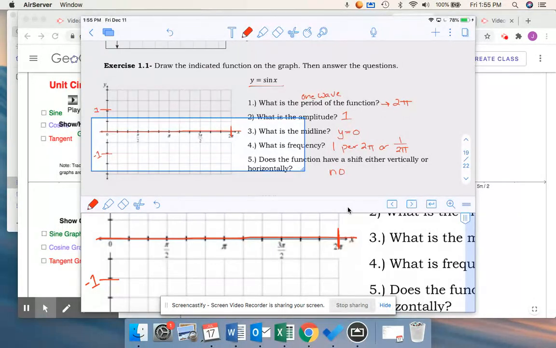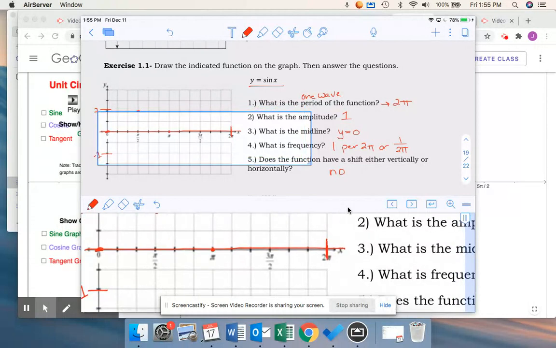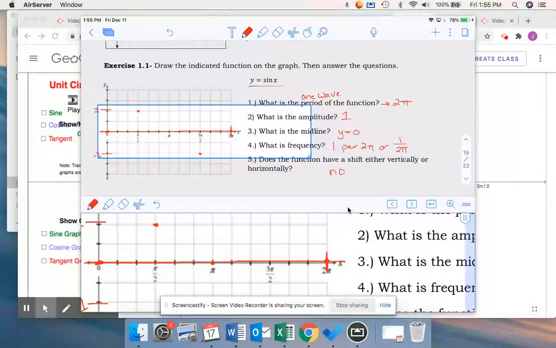In order for me to graph this correctly, I kind of have to think in fourths, right? What is it going to be at 0? It's going to be at 0 degrees. What is it going to be at 90 degrees? It's going to be 1. What's it going to be at pi? It's going to go back to 0. What's it going to be at 270? It's going to go down to -1. And what is it going to be when it goes back to 0? It's going to go back to 0.